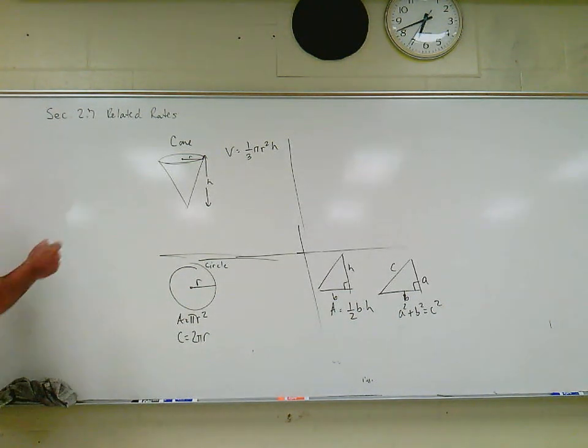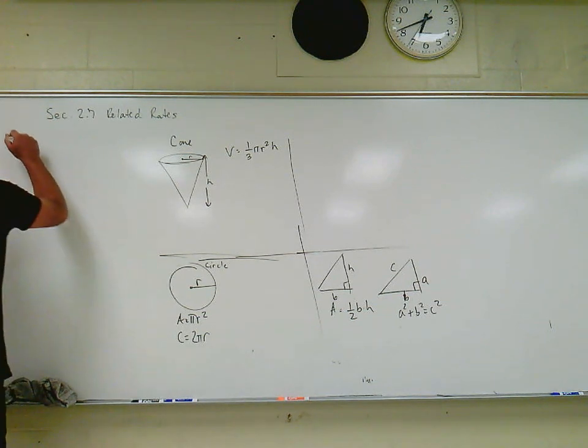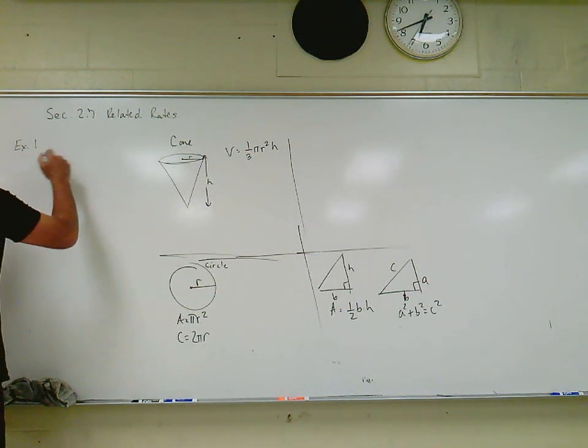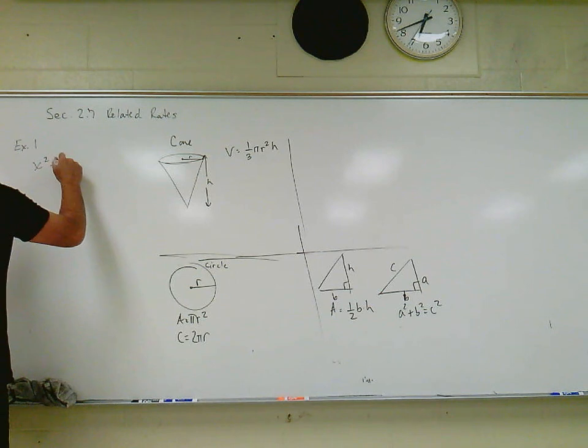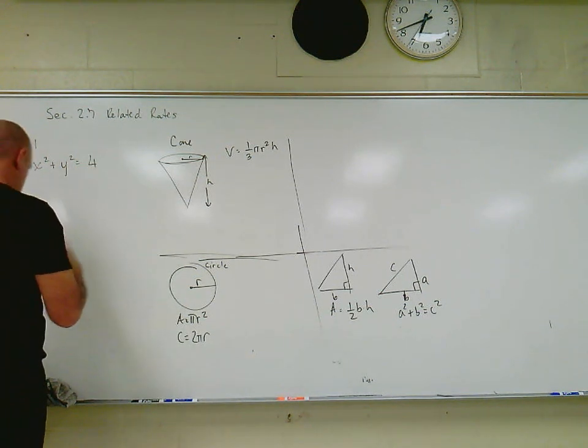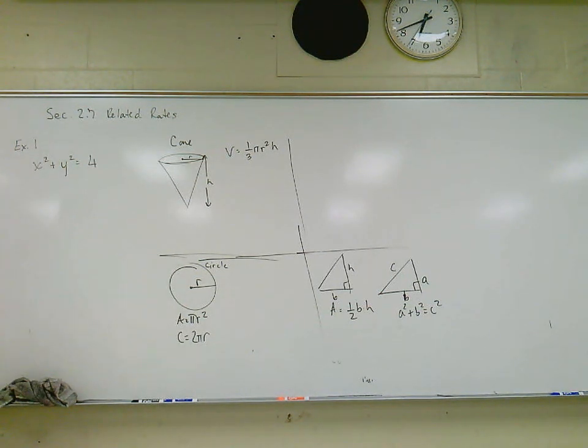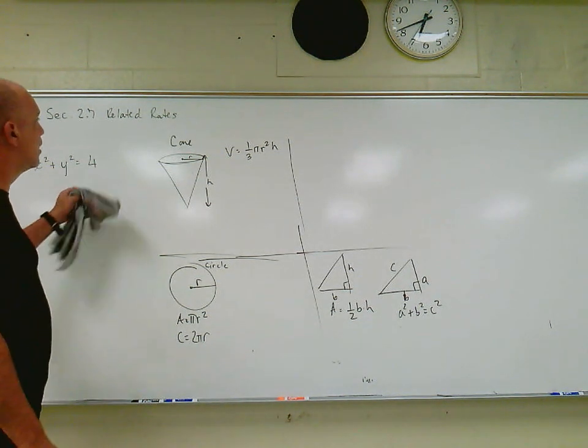All right, let's say we have the equation. We'll just get started, example 1. Let's say we have x squared plus y squared equals 4. We've been given this equation. What's that the equation of? A circle, all right?